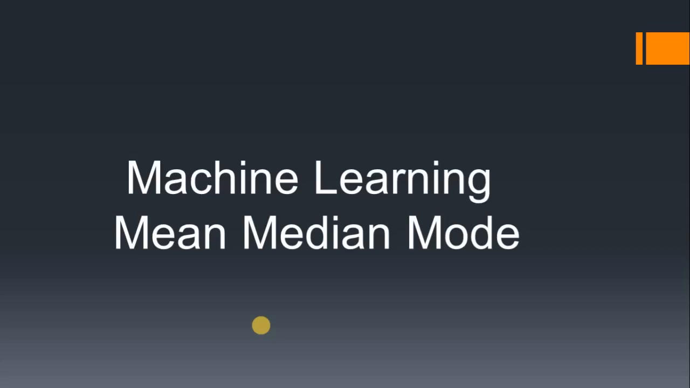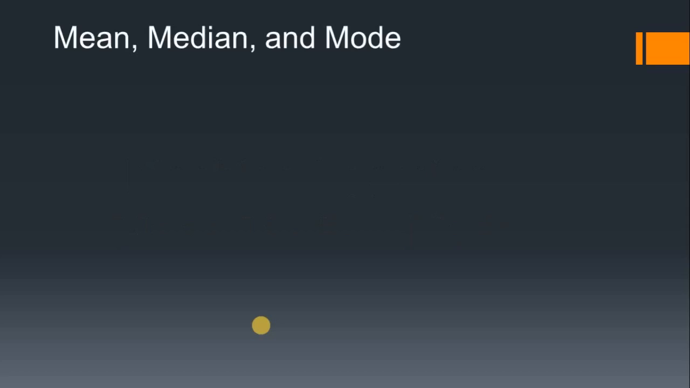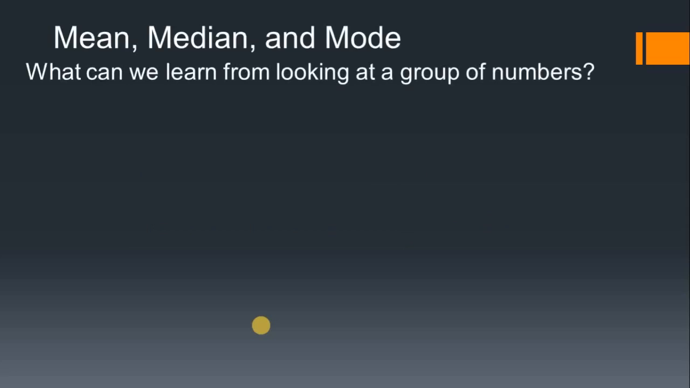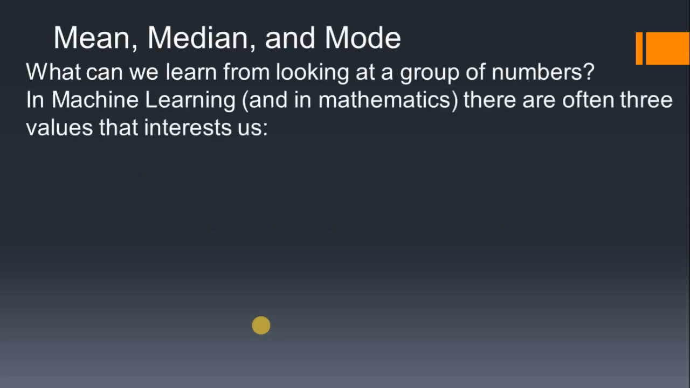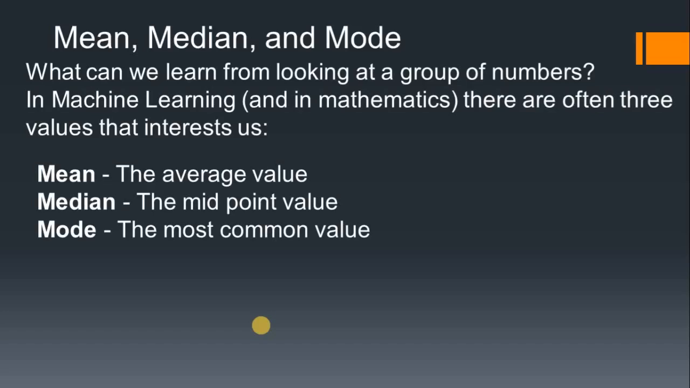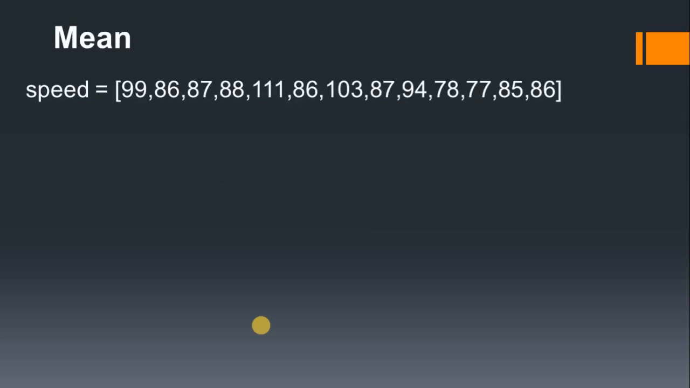Here now we are in the next tutorial of machine learning, and here we will see the concept of mean, median and mode. So this is the simplest tutorial of machine learning which is based on mathematics. So now we will see mean, median and the mode. What can we learn from looking at a group of numbers? In machine learning, there are often three values that we are interested in: the mean, median and the mode. So mean means average value, median middle value, mode means the most common value. We will see one by one with examples.